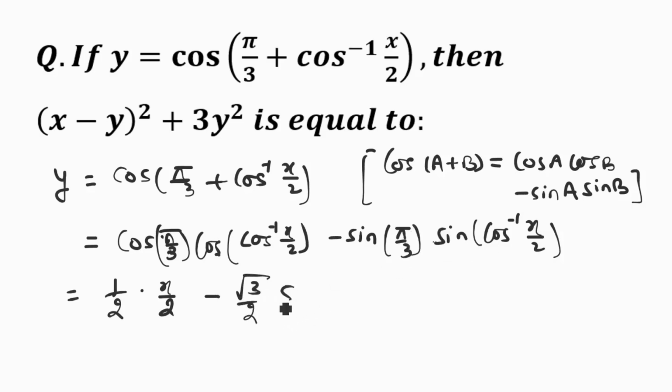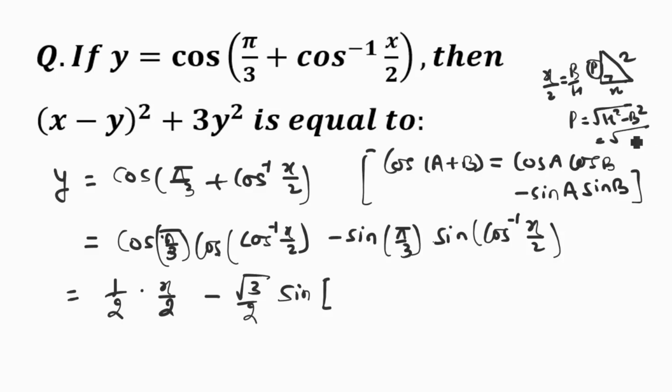For this, what I can do here is sine, and in bracket we have cos inverse x by 2. So you can see here the right angle triangle, this angle is basically x by 2, so I consider this as b by h. So b is x, h is 2, and we can find p here. To find p, we simply use h square minus b square. So this will be 2 square, that is 4, minus x square, so 4 minus x square is p squared.